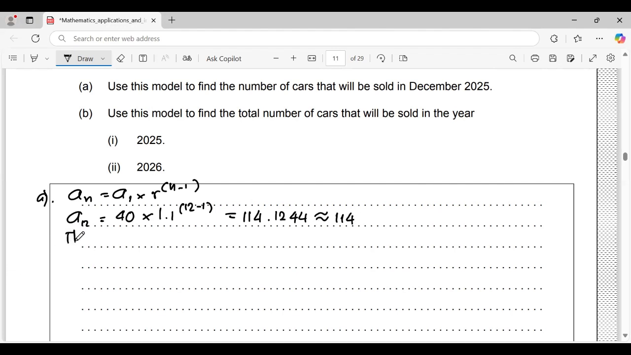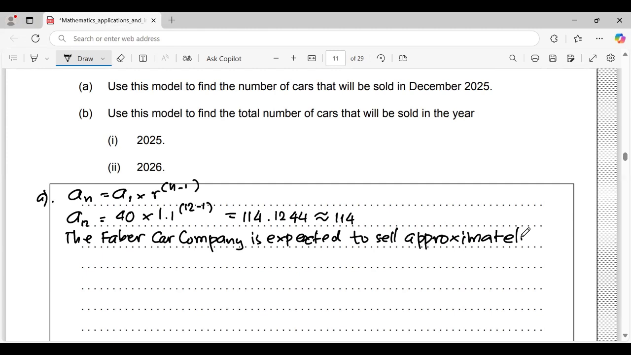So we can state that the Faber Car Company is expected to sell approximately, because we rounded off the result, approximately 114 cars in December 2025.